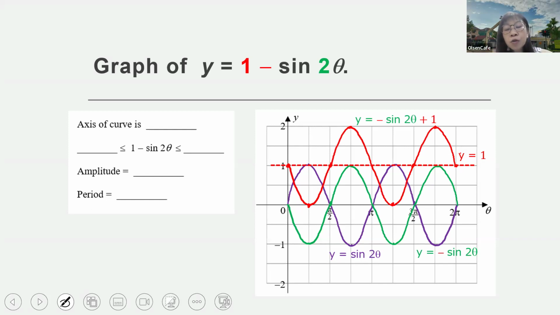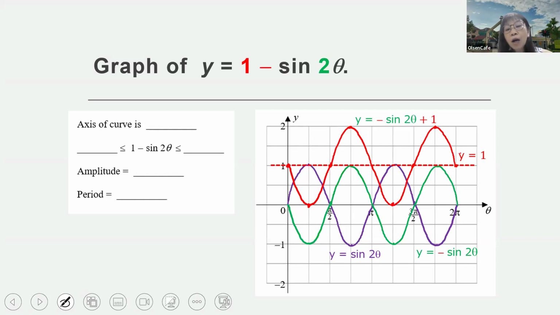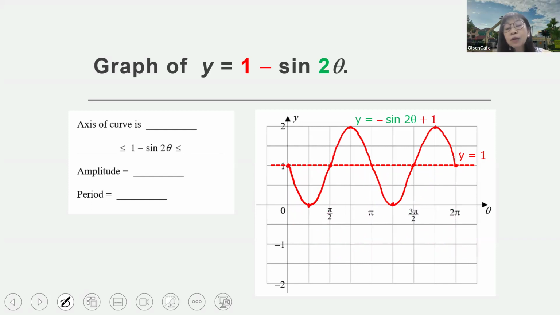So for the final graph, when you're asked to sketch, you actually no need to show the other two graphs. The other two graphs here are just for you to visualize how it works. So you don't need to have the two graphs. You just need to show the final graph.